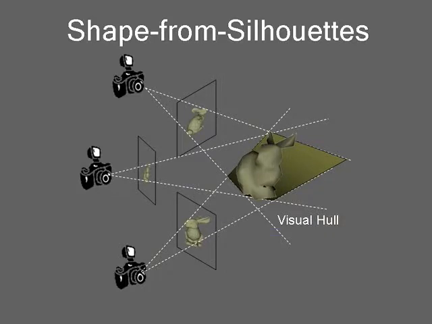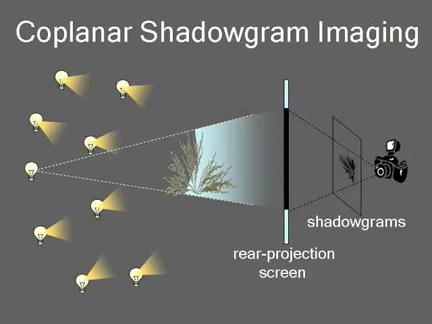In theory, a shape from silhouettes approach may be used to reconstruct the visual hull of intricate objects, provided we have a sufficiently large number of views. An easy way of capturing a large number of silhouettes is illustrated here.